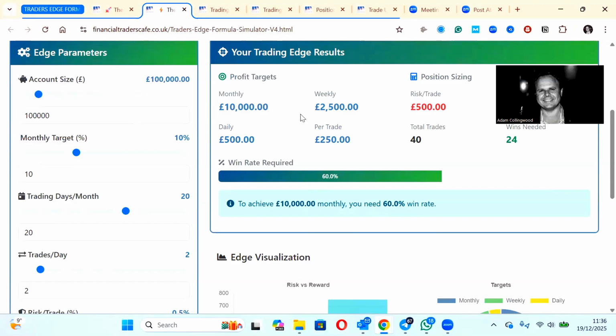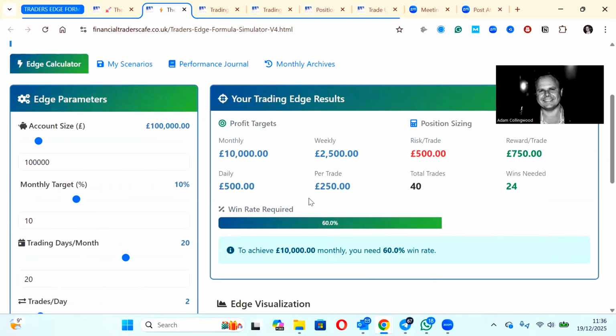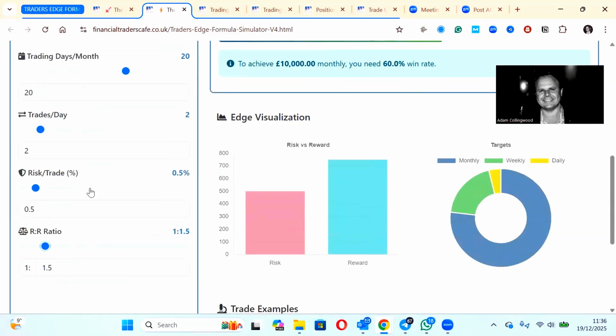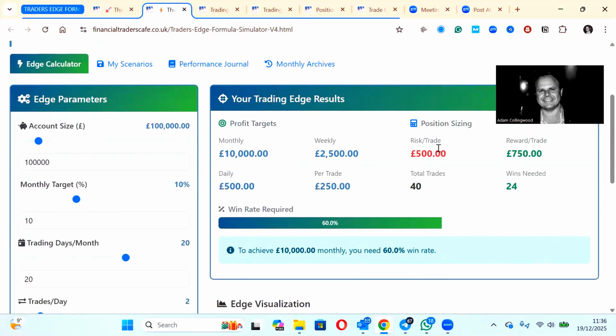So what this is telling us is that just putting those inputs in, your monthly return would be 10,000, 10% of 100,000, weekly 2,500, daily 500, per trade 250. Risk per trade, this is important when you position size. You cannot risk any more than 0.5% of this 100,000 account. You cannot, because this is the problem traders have. They're risking different percentages on each trade.